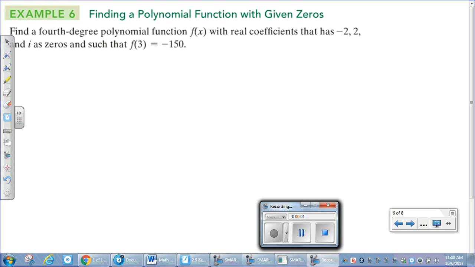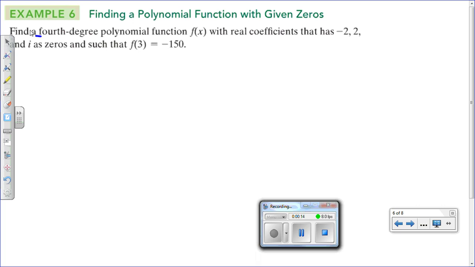1.5 part B. So we're going to start from example 6, which is finding a polynomial with the given zeros. So we start by analyzing the question. We have a polynomial of 4th degree, so we know that n is equal to 4. And because of that, we know that we could have at most 4 zeros.